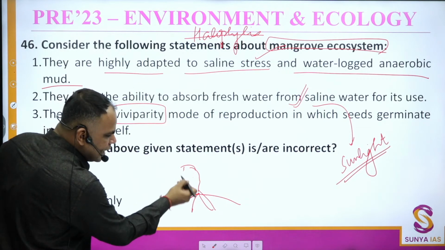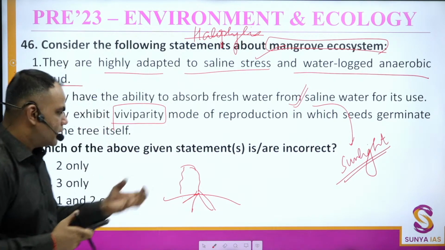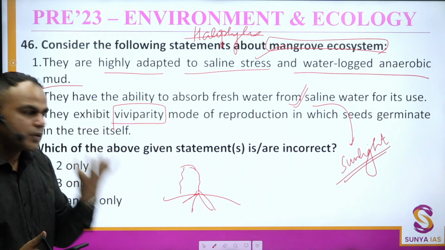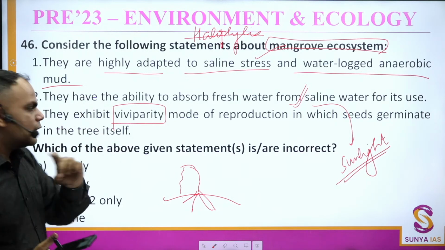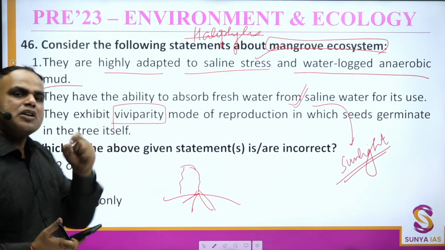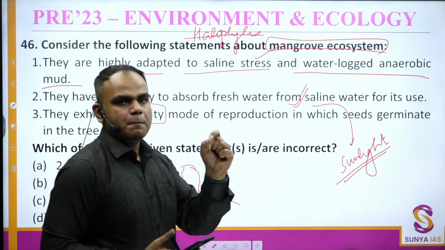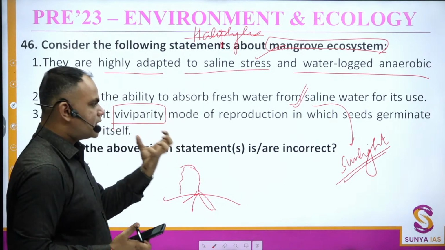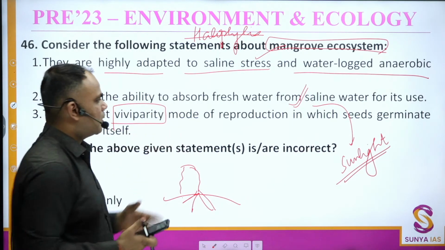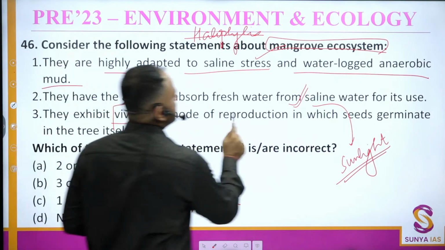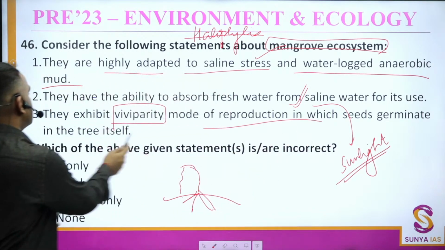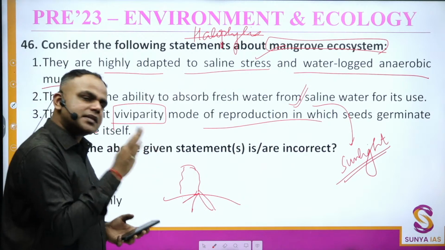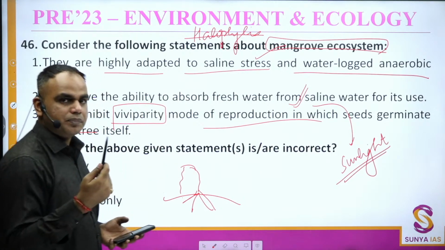If the seed falls down in the water, it will get destroyed. So to prevent that, the seed germinates in the tree itself. When the seed germinates in the tree itself, this is one of the mechanisms to prevent it. Viviparity is the reproduction in which the seed germinates in the tree itself. Yes, this is also present in the mangrove system.